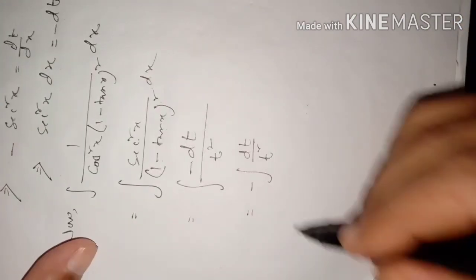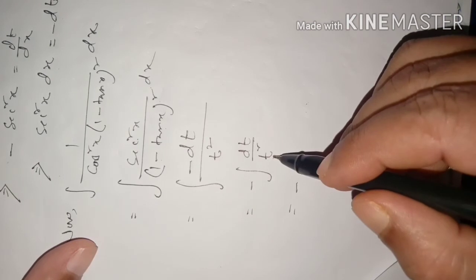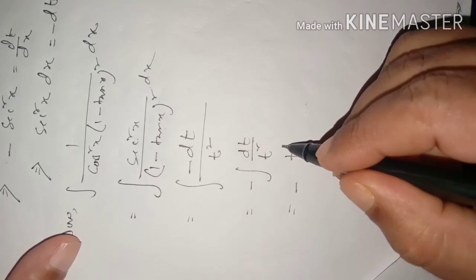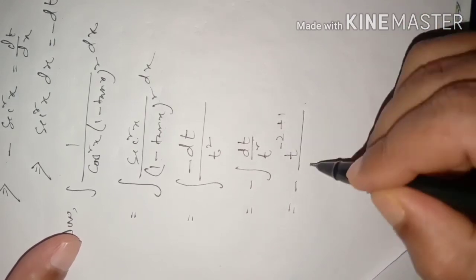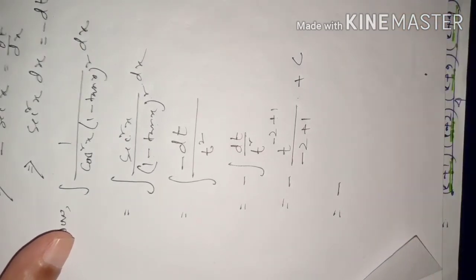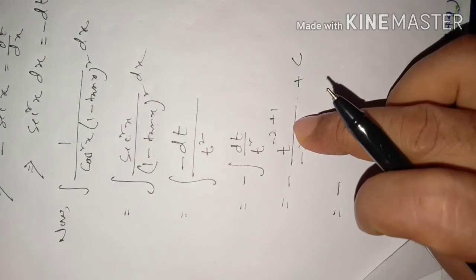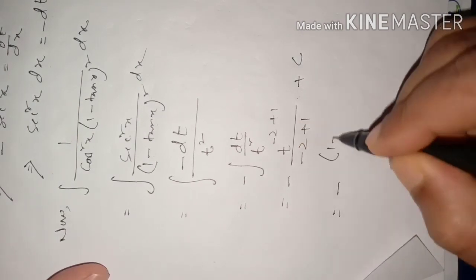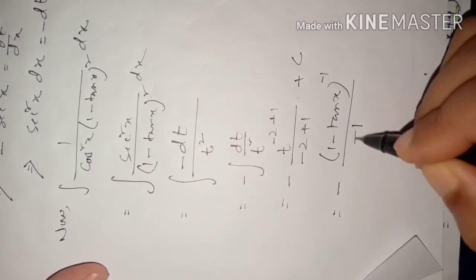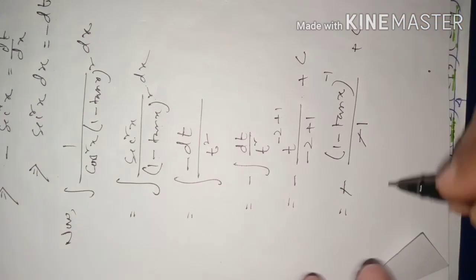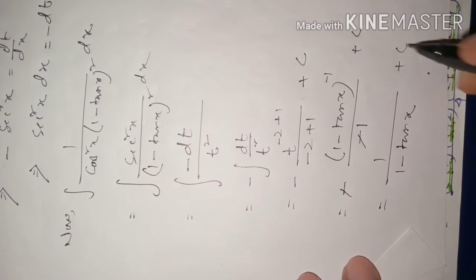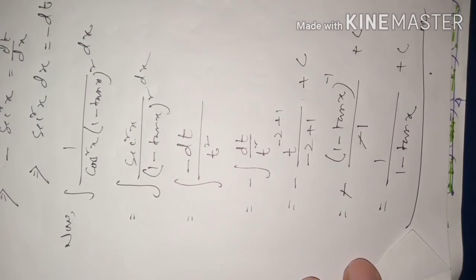Then it is equal to minus integration of 1 by t square, you can write it as t to the power of minus 2 plus 1 divided by minus 2 plus 1 plus c. Now it will give us minus, t stands for 1 minus tan x, so you can write it as 1 minus tan x to the power of minus 1 divided by minus 1, this minus cancels, plus c. So it will ultimately give us 1 by 1 minus tan x plus c. This is our answer. Okay, dear students.